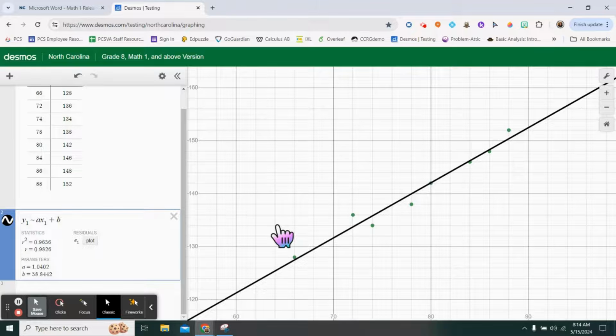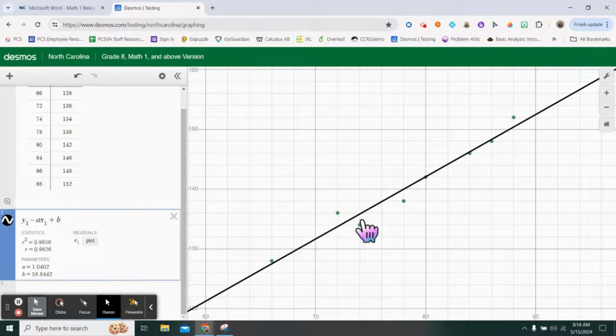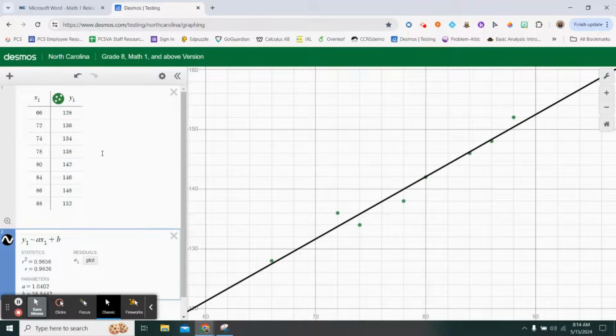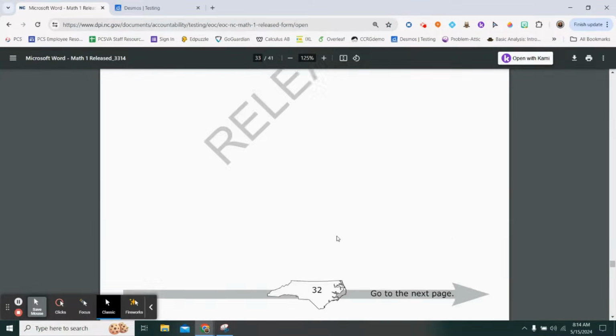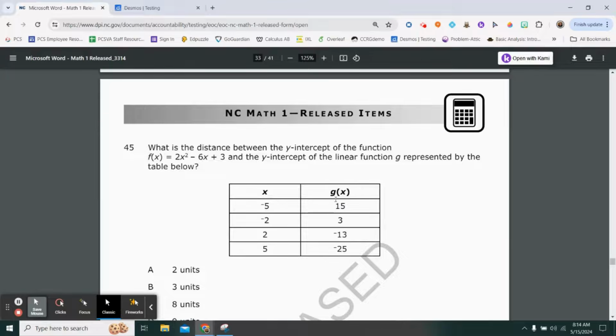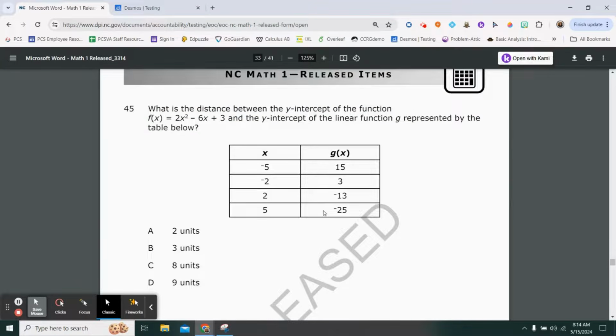So they might ask you, is it a good fit model? They might ask you about a residual plot, and a residual plot is made by how far the points are from the line. So they could say like, which of these points needs to be removed, and you'd pick the one that was the furthest distance from the line. So that's just a little bit about line of best fit. There's tons of questions on this released exam where you're using that. You could do the same thing for number 45.